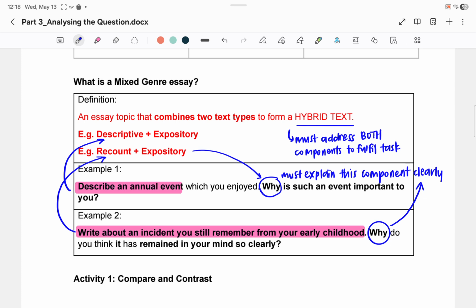You have to make sure, very very importantly, to address both equally to fulfill your task fulfillment. In the event that you only address the descriptive portion, or you only address the expository portion, you will not do well for your task fulfillment because it's not complete. Similarly, if you have only recounted the experience that you remember very vividly from your childhood and you don't explain it well enough, you will not do well for your task fulfillment.